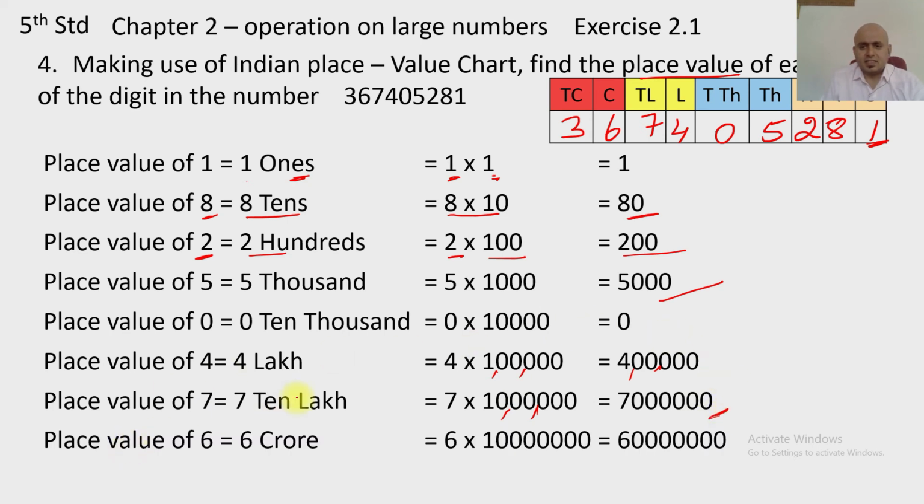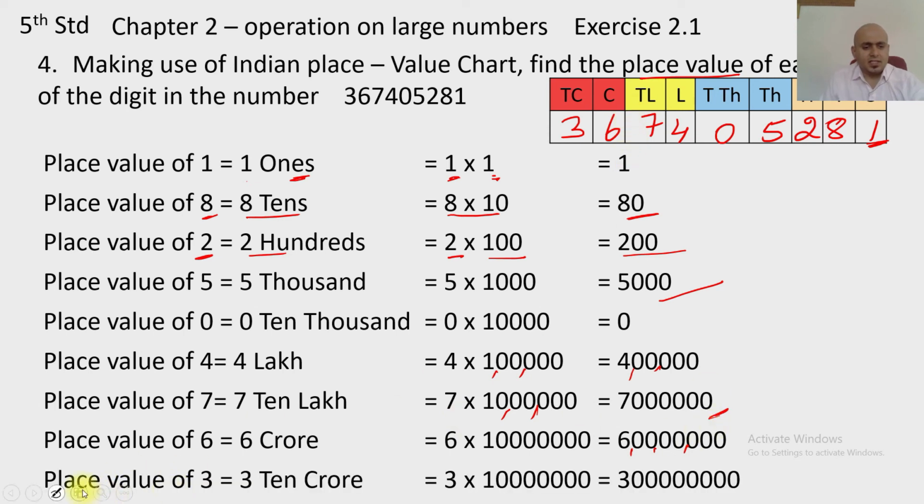Next, that is 6. The place value of 6 is in 6 crores place. So when you multiply 6 into 1 crore, that is 6 crores. Then the value of 6 is equal to 6 crores. Lastly, the place value of 3: 3 is in 10 crore place. Therefore 3 multiplied with 10 crore is equal to 30 crore. Therefore the value of 3 is 30 crores.